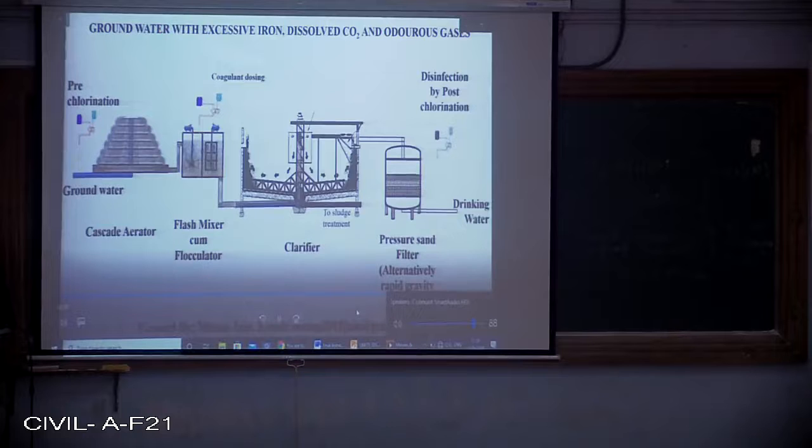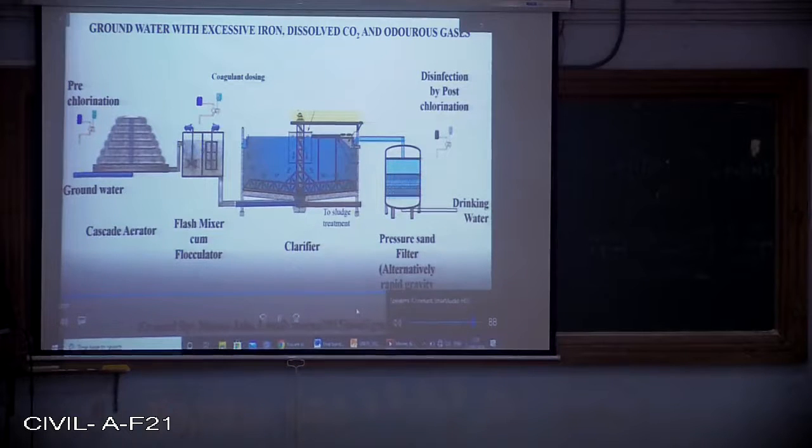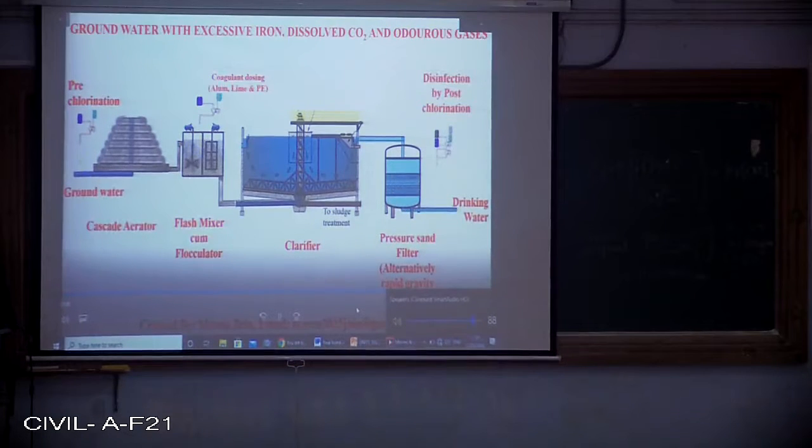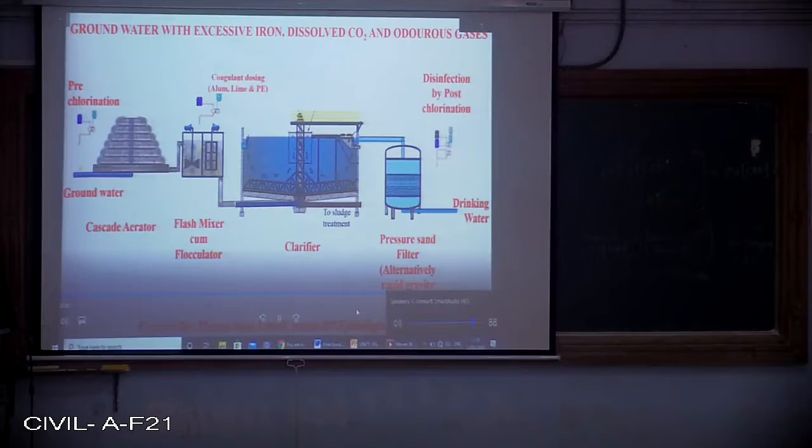followed by a clarifier for removal of turbidity and total suspended particles, followed by a rapid gravity or pressure sand filter for removal of remaining fine solid particles, followed by disinfection for removal of microbial contamination and for protecting us from bacterial infections.